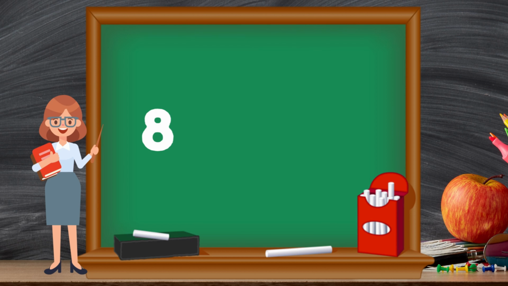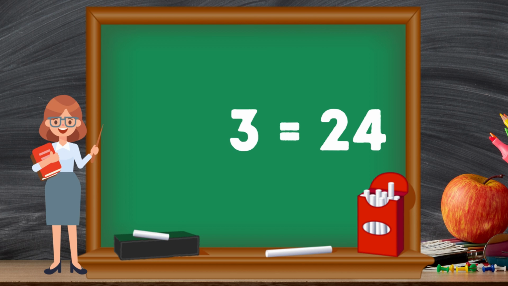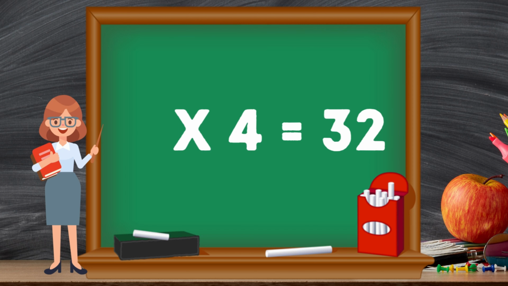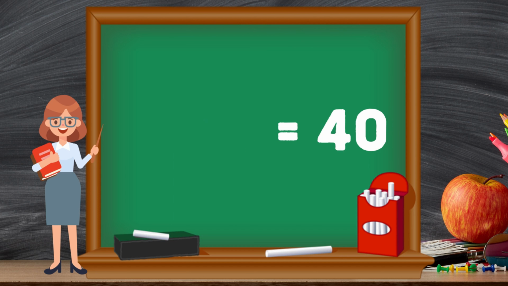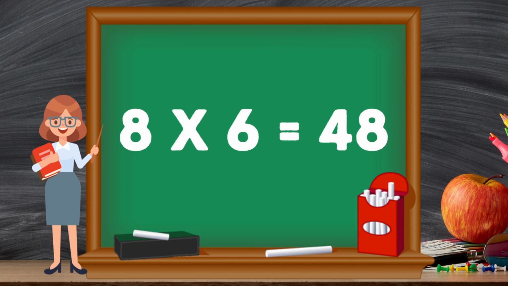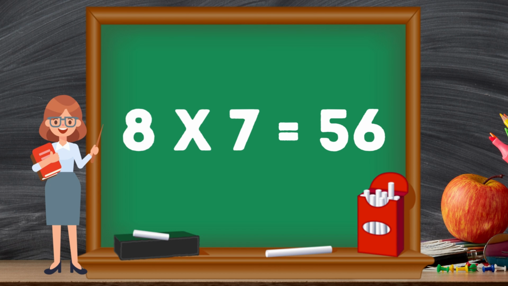Let's revise. Eight ones are 8. Eight twos are 16. Eight threes are 24. Eight fours are 32. Eight fives are 40. Eight sixes are 48. Eight sevens are 56.